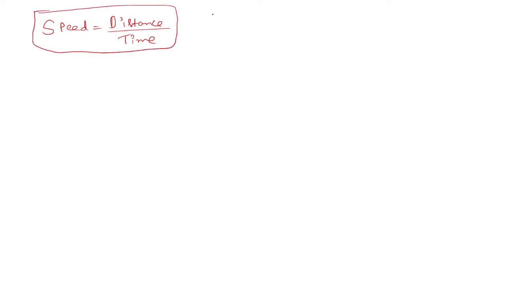So we are going to know about the concepts of speed, distance and time. What are the concepts of speed, distance and time? Let's see. Speed is equal to distance by time. We have seen this formula in the lower classes. Speed equals distance by time, or you can write time equals distance by speed.